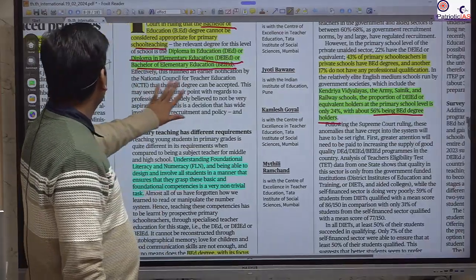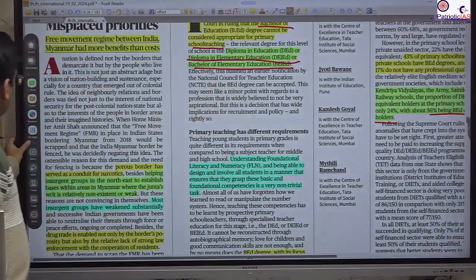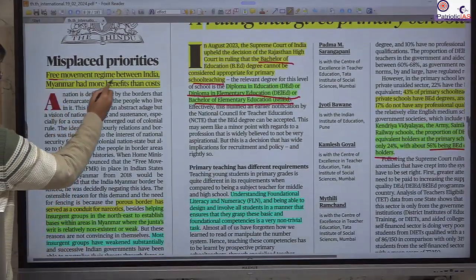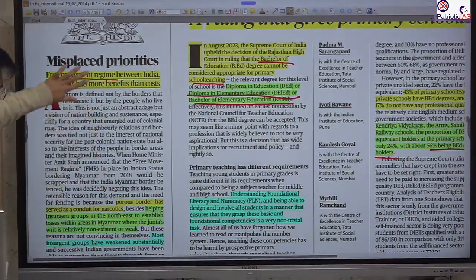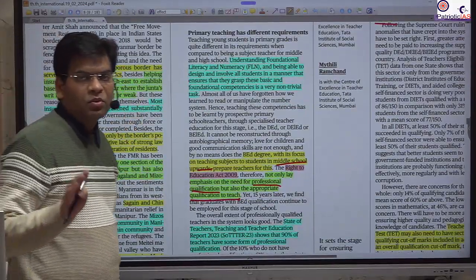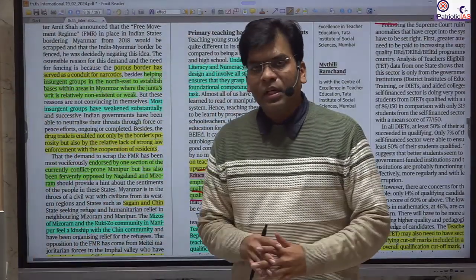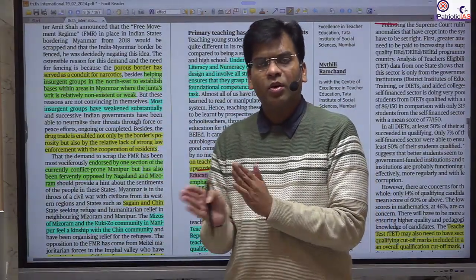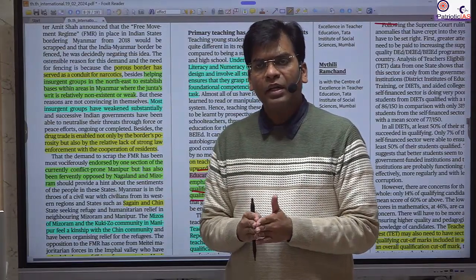This is all about that. The next important news that we will take is with respect to the free movement regime. We have already covered it many times, so we should know what it is and why the government is going to fence and end this free movement regime. The free movement regime is along the border between India and Myanmar.